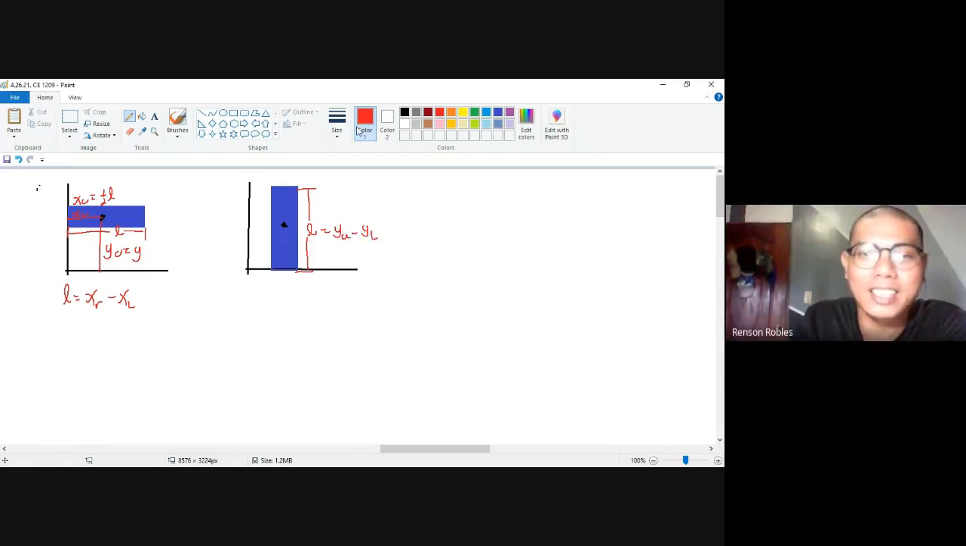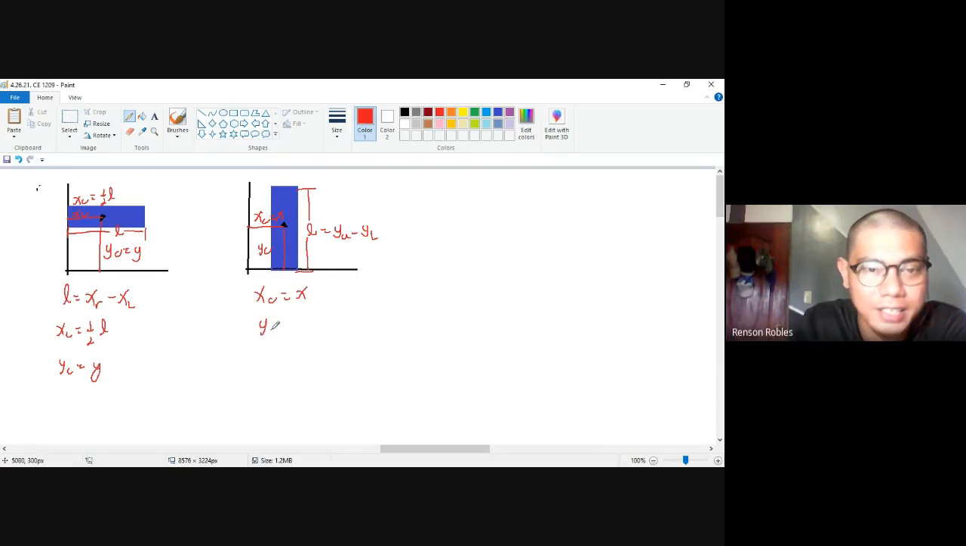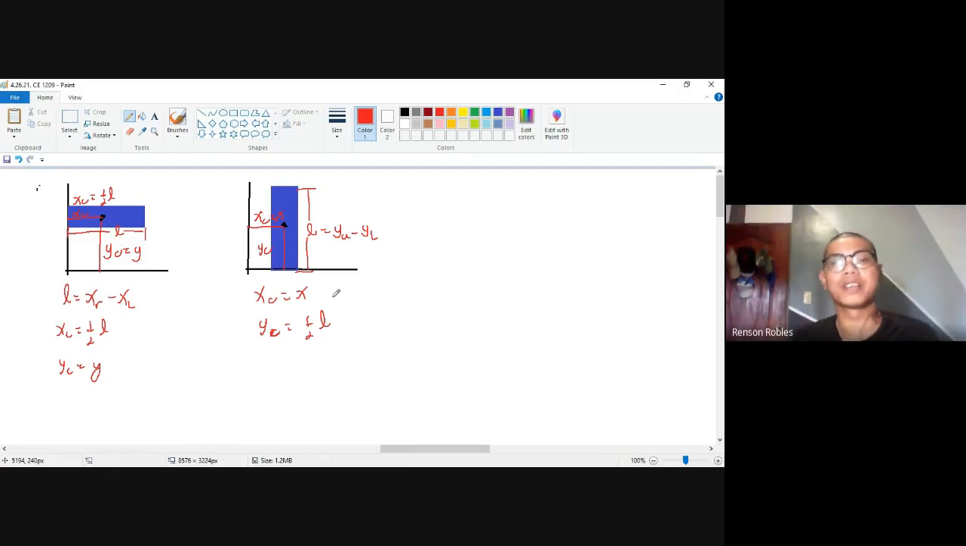Then we draw the components of the centroid. This is y_c, and this is our x_c. So what is x_c? x_c is x. Here, x_c is 1/2 of L and y_c is y. Then here, x_c is x and y_c is 1/2 of L, where L is y upper minus y lower.